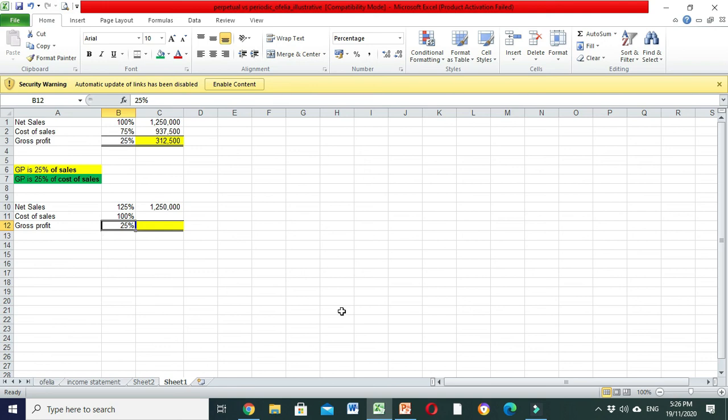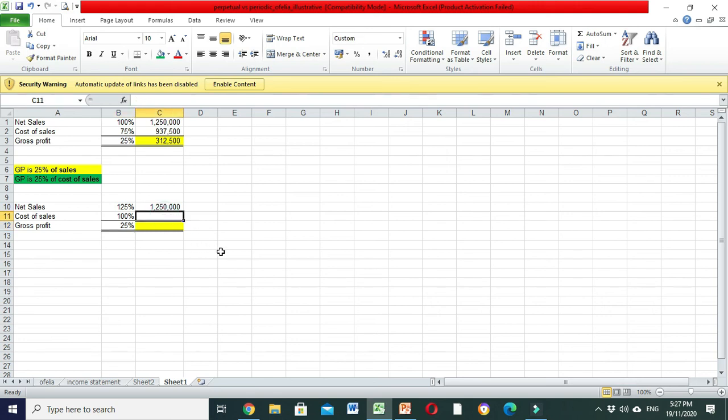Other students, they have a tendency to put 75 here. But remember, if you say 75 minus 100, mahimo ning negative 25, di ba? So dapat that should be 125. Para 125 minus 100 will give you 25%. Okay, now the next question is, how do we compute for cost of sales?